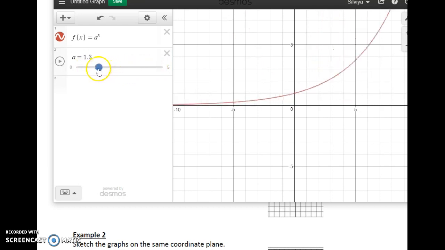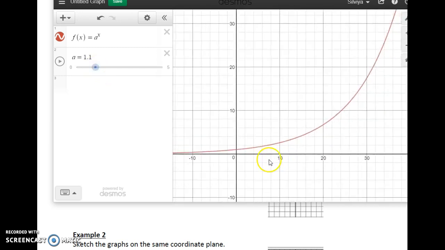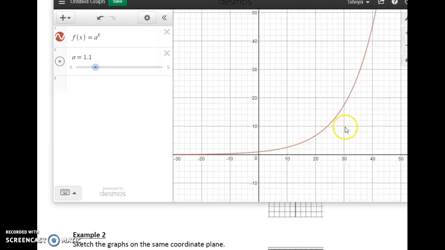So if I have a value of a equal to 1, oh, I just have a horizontal line. That's not any fun. So I definitely don't want to have this value of 1. Well, what happens if I get a value bigger than 1? I'm going to zoom out here just for a minute. It looks like my function grows exponentially, and as the base gets bigger, it grows way quicker.